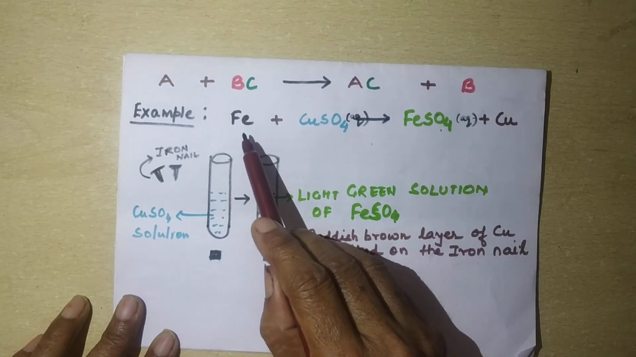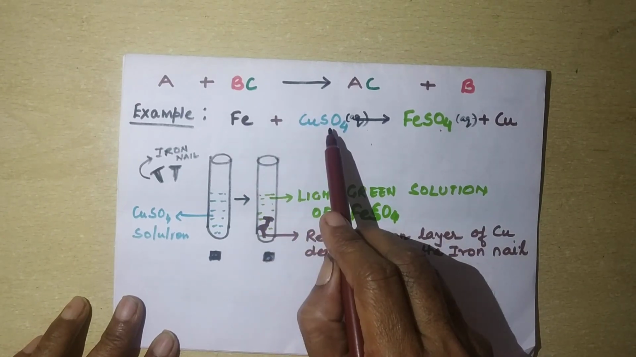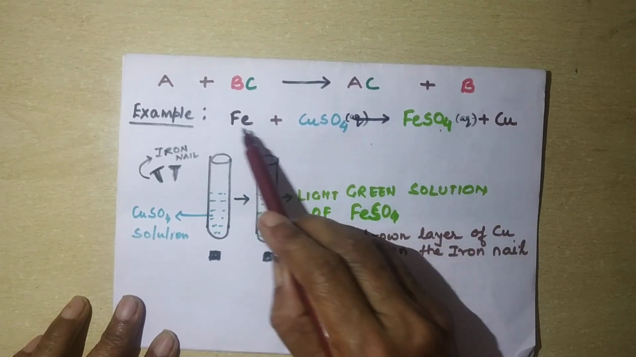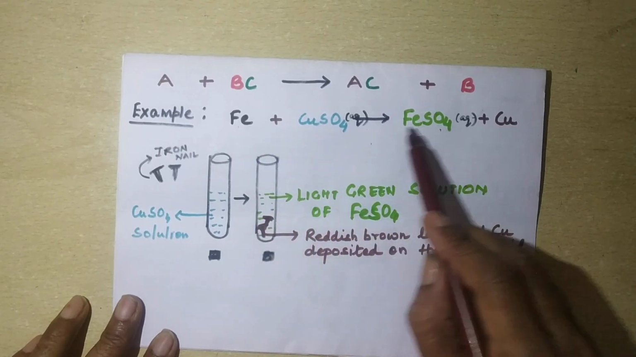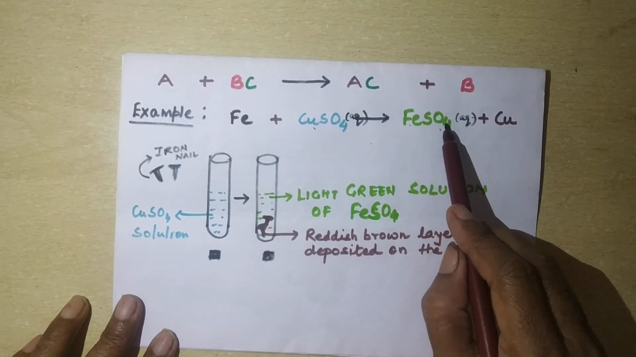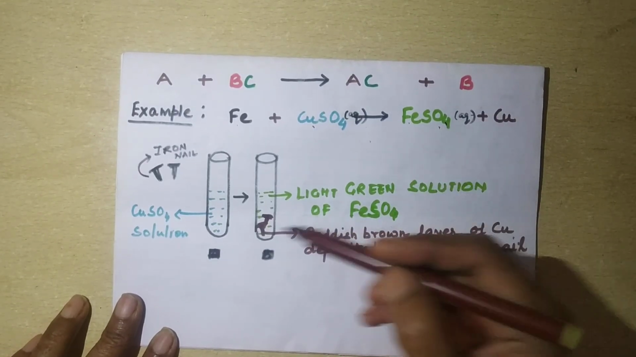For example, if I take copper sulfate solution and add a piece of iron to it, then what do I get? Iron is more reactive than copper. So iron displaces copper and takes its position. So you get iron sulfate plus copper. So let us see this example in the form of a diagram.